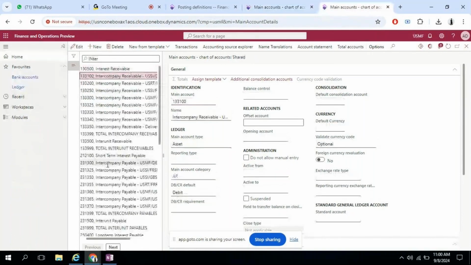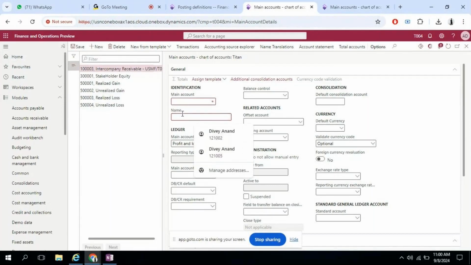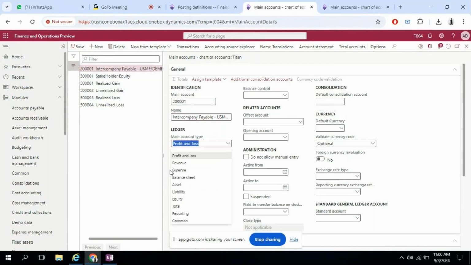So intercompany payable, the liability section, the first liability account we are going to create now. So this is the liability, 20024901, intercompany payable. It will be payable. So USMF2 T004. Okay. Now this will come under the liability section. Sorry, not the equity, liability section.